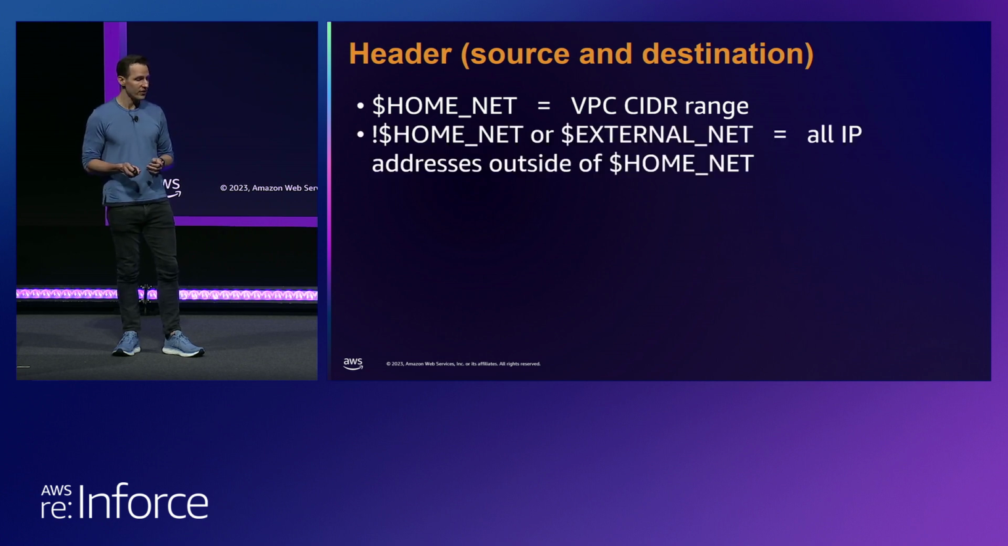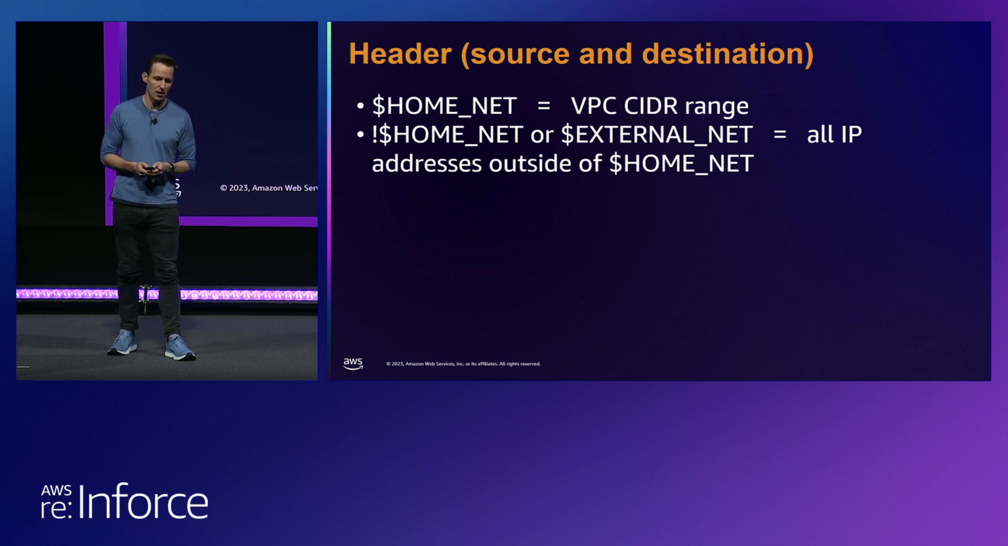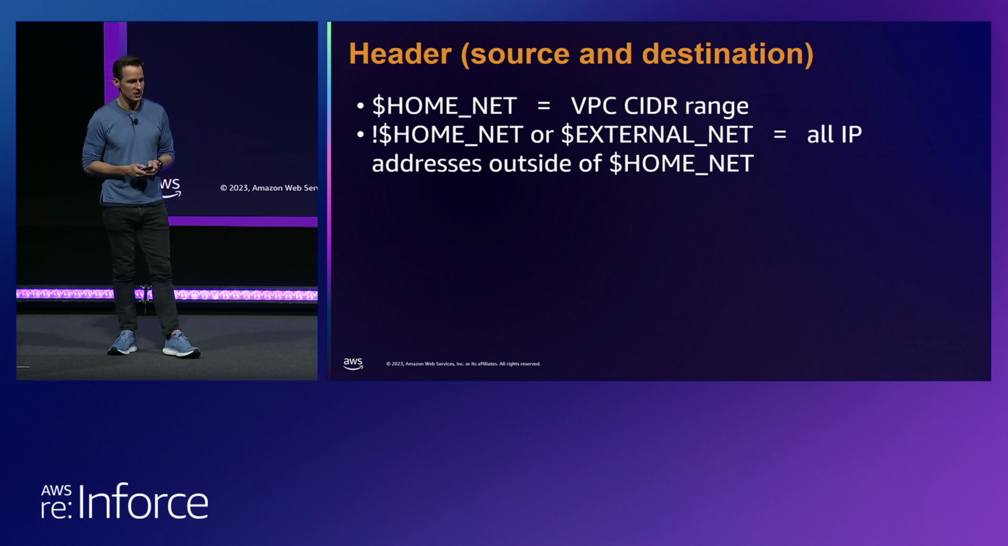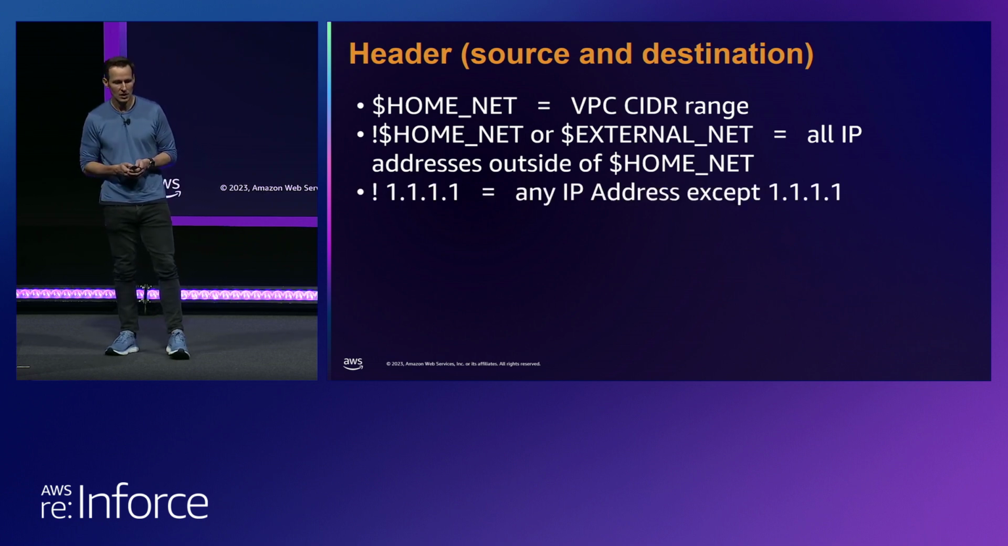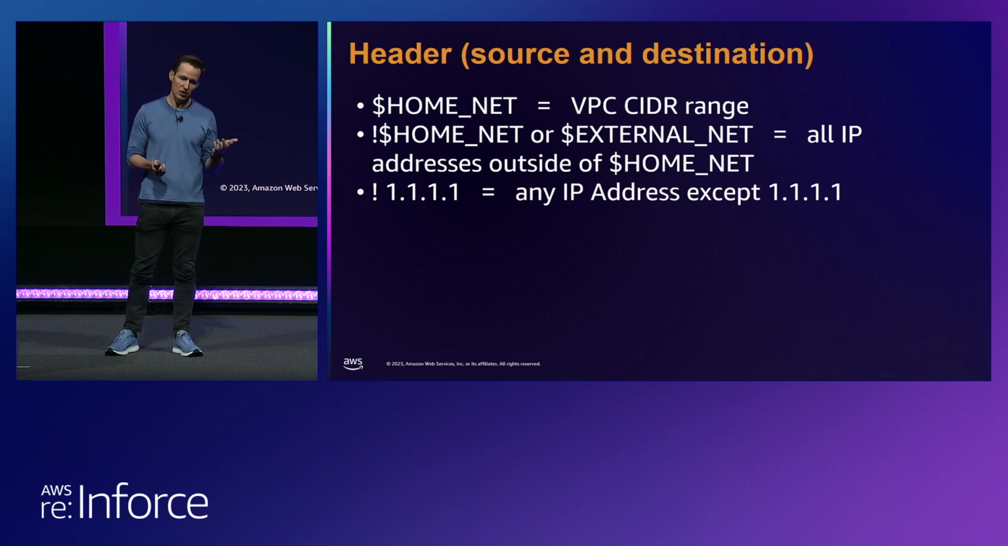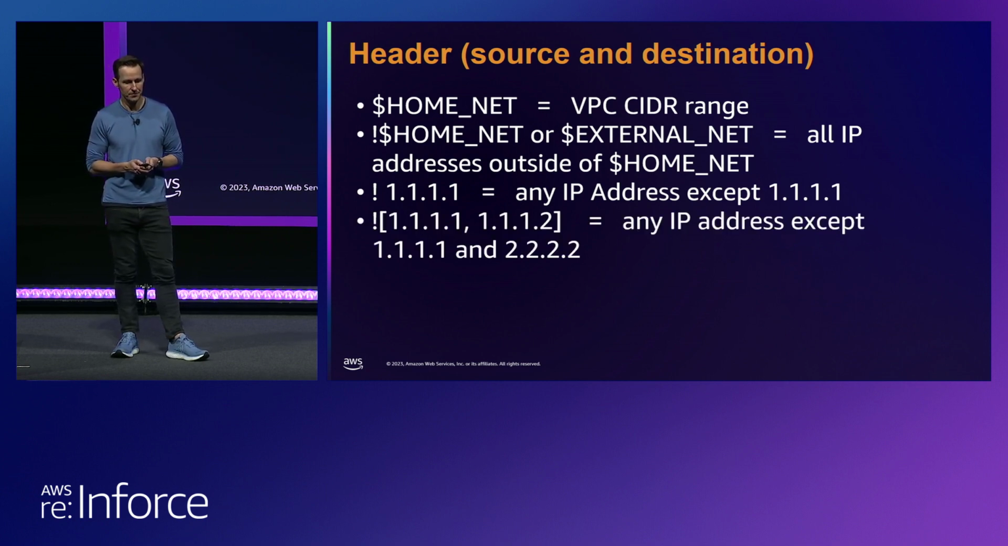We also will often see a negation of HomeNet, otherwise known as external net. What this matches is essentially the opposite of HomeNet. So anything that's not in HomeNet will be matched by that with these two variables. Here is another example of doing negation with just a single IP address. This particular designation will match anything that's not in that list. In this case, it's just one IP address, so any IP address that doesn't match 1.1.1.1 will be matched by that value.